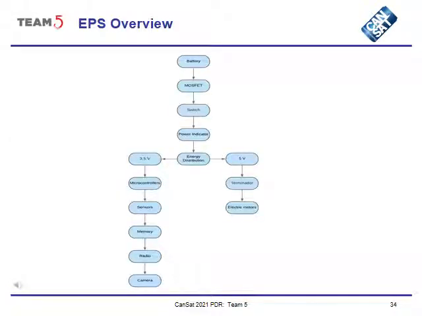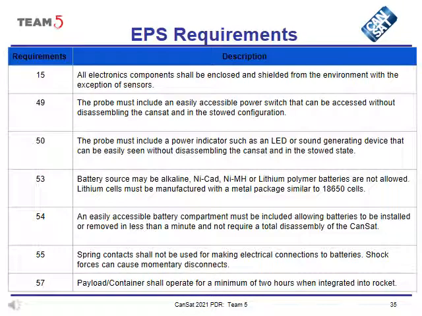Here we have a chart for the EPS overview, starting with battery, followed by MOSFET, switch, power indicator, and energy distribution. The latter divides into 2 sections. 5 volts includes terminator and electric motors, and 3.5 volts, which is microcontrollers, sensors, memory, radio, and camera. The requirements that apply for the EPS section are 15, 49, 50, 53, 54, 55, and 57.